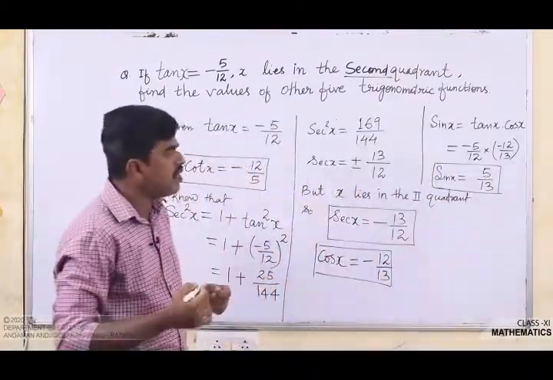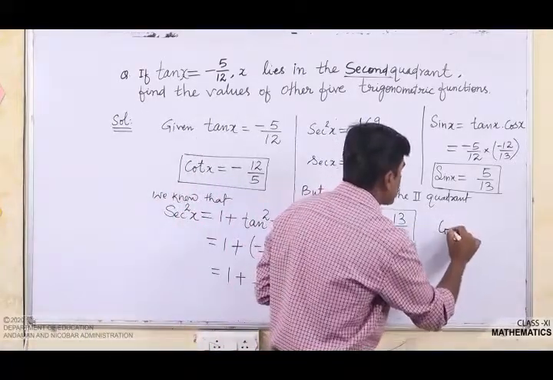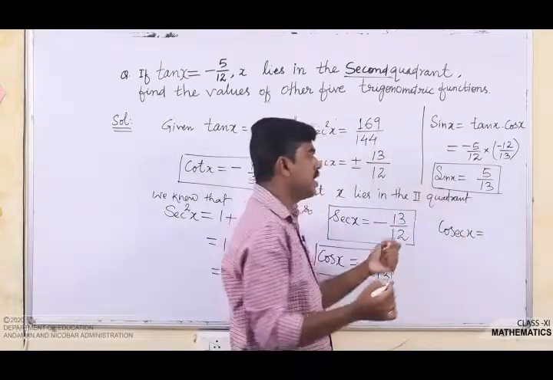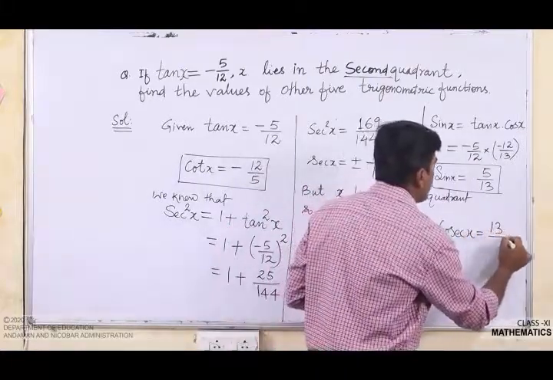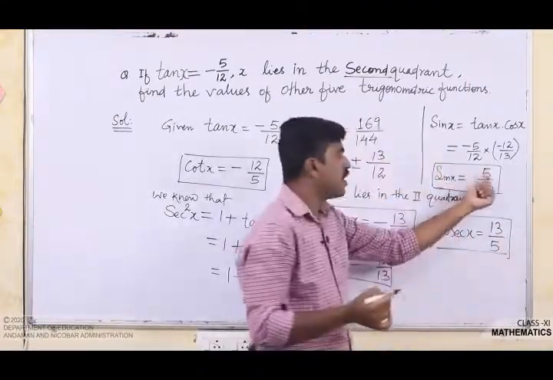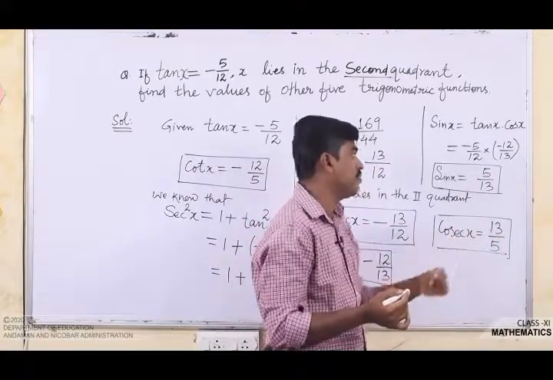Now only one trigonometric function is left, that is cosec x. That is very simple. Cosec x is the reciprocal of sin x, that is 13 upon 5. Why? Sin x is 5 by 13, so cosec x will be equal to 13 by 5.